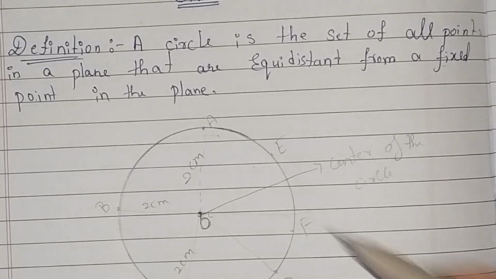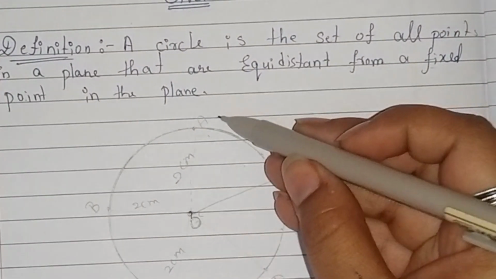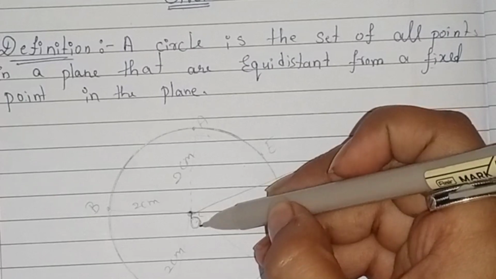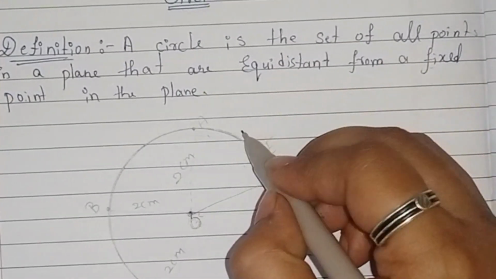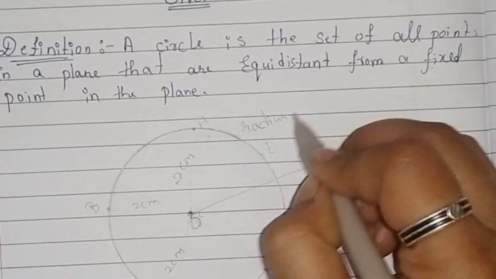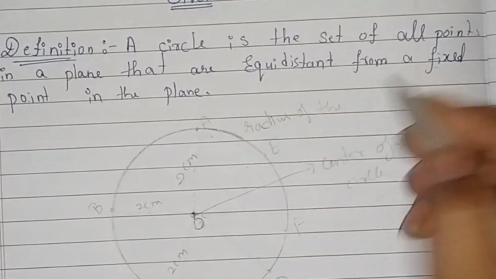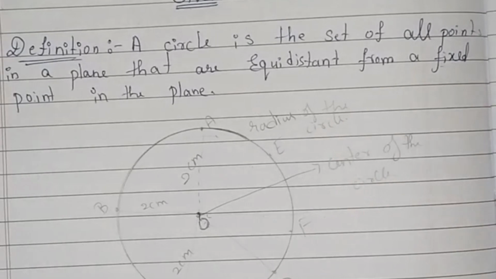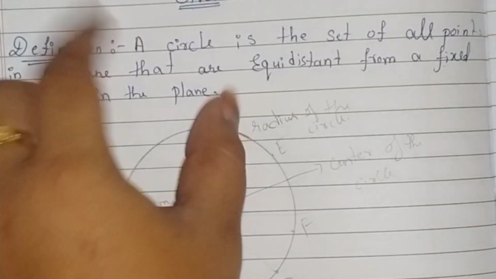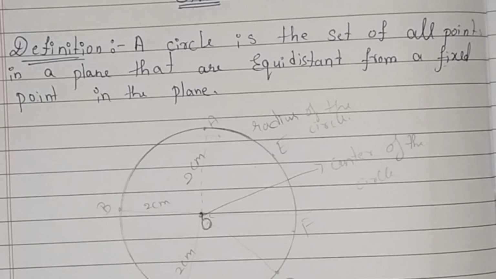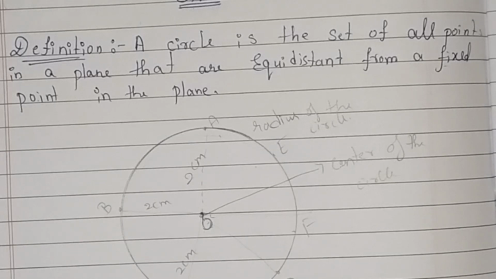And then what is this called? OA, the distance from the center to a point on the circle, is called the radius of the circle. We all know this, right? Radius of the circle. And if we have to state the definition, this is all there is to it. A circle is a set of all points in the plane that are equidistant from a fixed point in the plane. And then there is a standard equation for the circle.